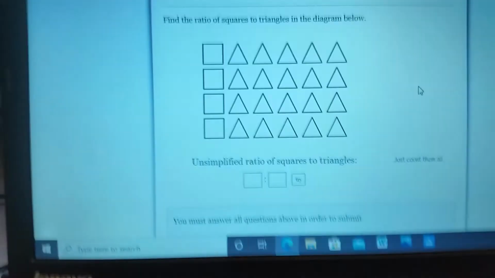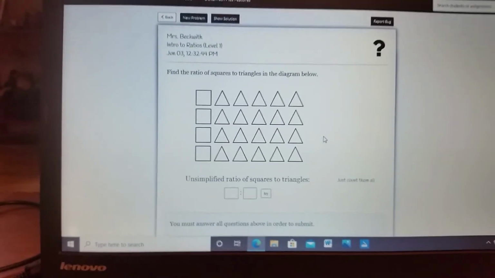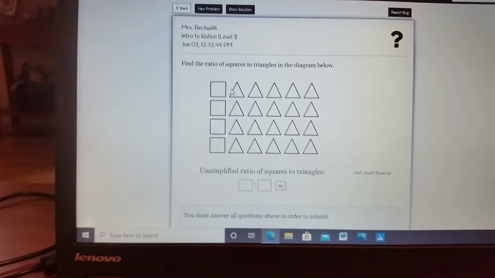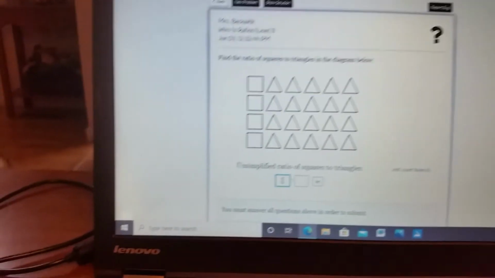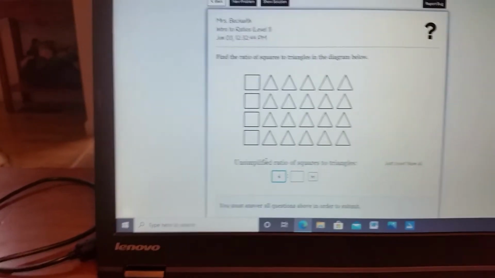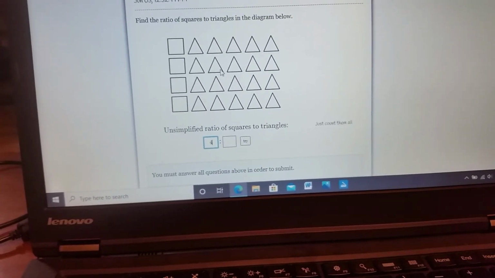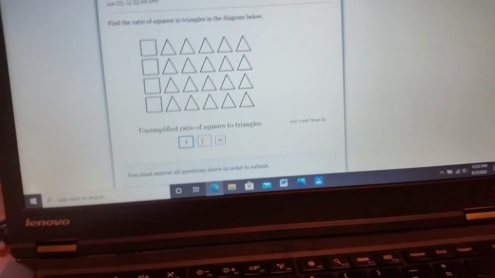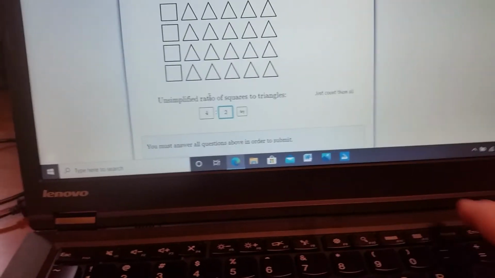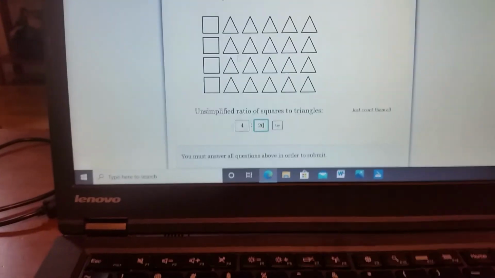Okay, let me show you on Delta Math what this looks like. Here we go. This one says, find the ratio of squares to triangles in the diagram below. So I see 1, 2, 3, 4 squares, so I'm going to type in 4. And then I'm looking at the triangles, 1, 2, 3, 4, 5, 6, 7, 8, 9, 10, 11, 12, 13, 14, 15, 16, 17, 18, 19, 20. So I'm going to put in 20 right here. Okay, now I'm going to hit try.